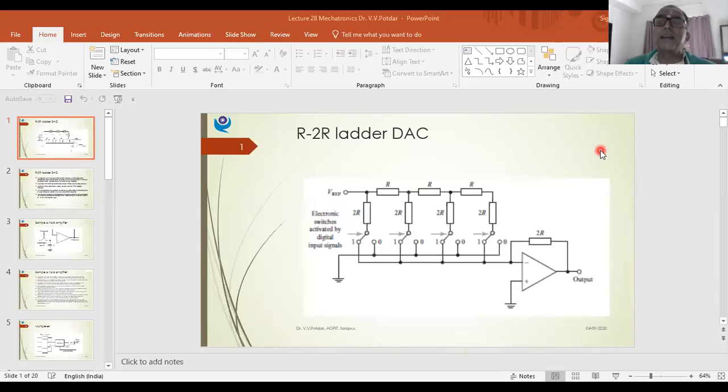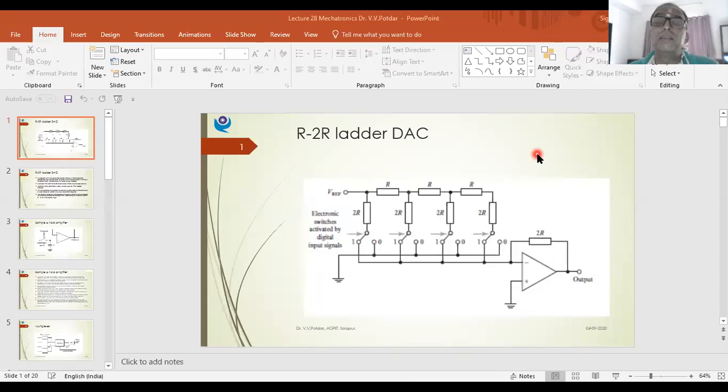Good afternoon once again. We'll start where we left off. Last time we had discussed a few D2A converters, rather the weighted resistor type digital to analog converter. We had discussed, just to recollect what it was.